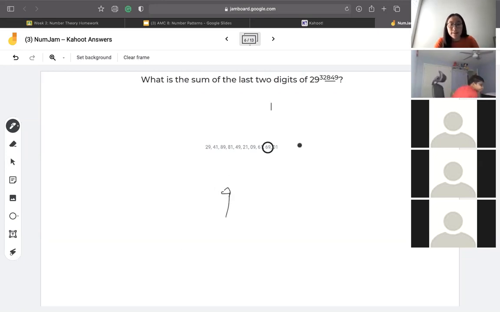And then for the tens digit, well, there are 10 numbers in our pattern right here. So we do 32,849 mod 10, and that gives us 9. So we look for the ninth number in the pattern: 1, 2, 3, 4, 5, 6, 7, 8, 9. And that's the ninth number in the pattern. So it should only be like the 6. So that's the last two digits of the number. And if you add them together, you get 15.